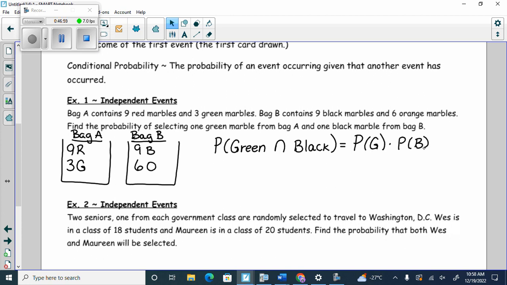How many green are there? 3 out of 12. Probability of black? 9 out of how many? How many are in this bag? I hope you know it's 15. I'm just going to guess that you do. Type it into your calculator. Not into your phones. Type into your calculator.